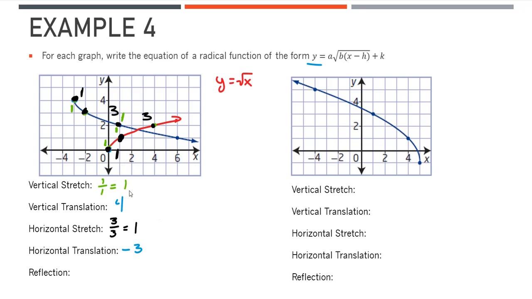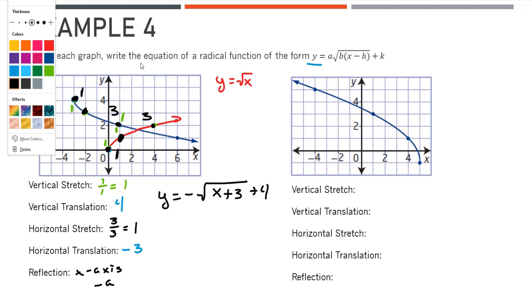Now there is a reflection here. It's a reflection in the x-axis, so we don't want to forget about that. So that means my a value is going to become negative. So now I need to actually write this out then. So y equals, now we got a vertical stretch of 1, so it's going to be a subtraction. We don't write the 1. Square root. Now our b value in this case is also 1, so I'm not going to write anything there. And then I have my x minus negative 3, so that's going to become plus 3. And then my vertical translation of plus 4.